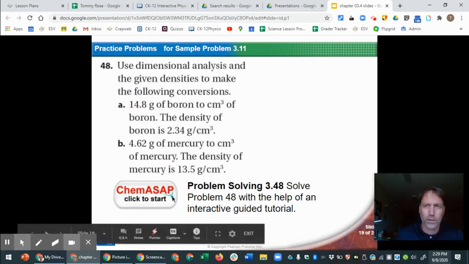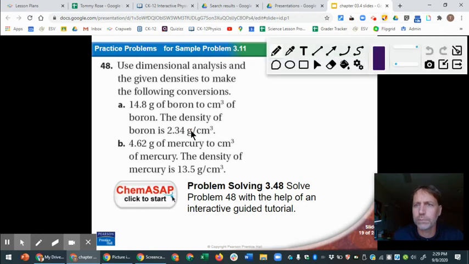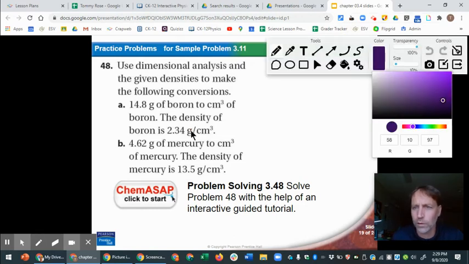So I have 14.8 grams of boron to convert to centimeters cubed of boron. The density of boron is 2.34 grams per centimeter cubed. So let's write down what we got, or in this case, I'm going to underline. Let's get another color here, something in the yellow range. All right, so we have grams of boron.